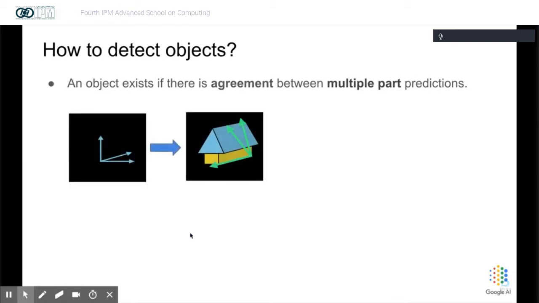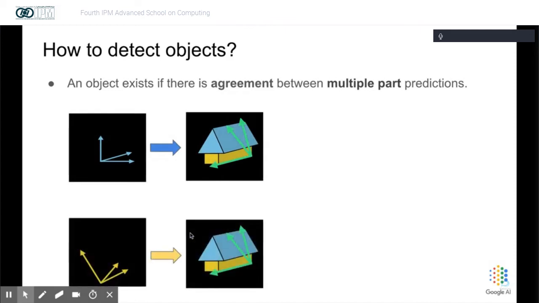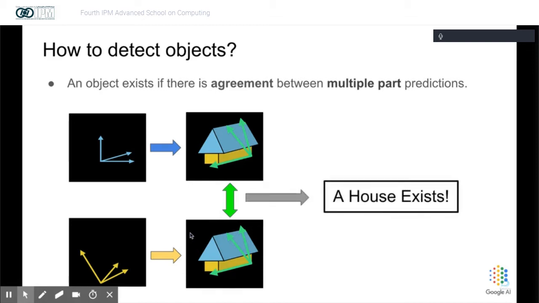Suppose we know how to transform a roof capsule to a house capsule. We also know how to transform a wall capsule to a house capsule. But the house capsule should be activated if and only if the transformation matches between the roof capsule and the wall capsule predictions. In other words, the roof capsule and the wall capsule should agree on their prediction for the house so that the house exists.